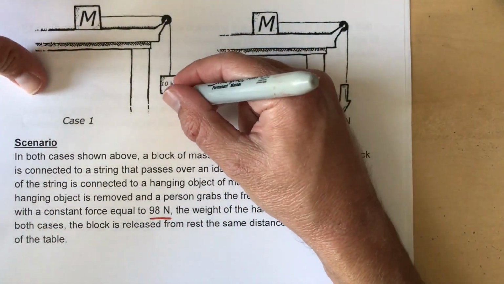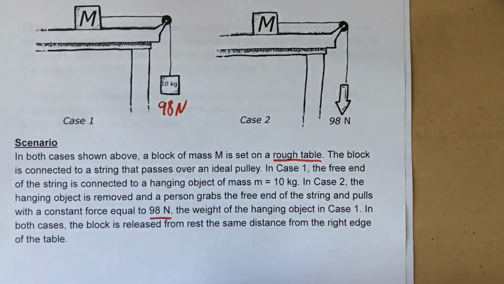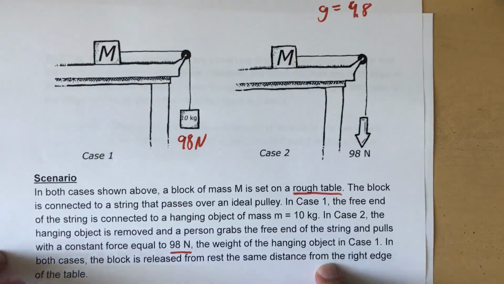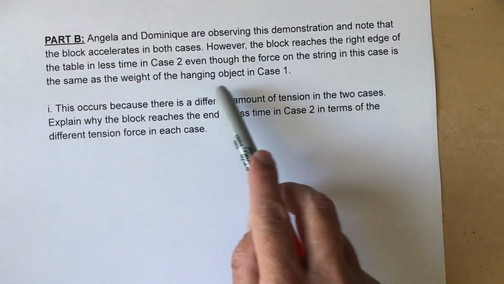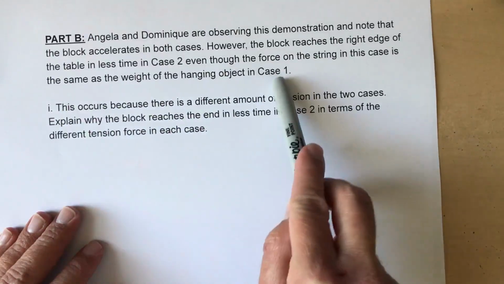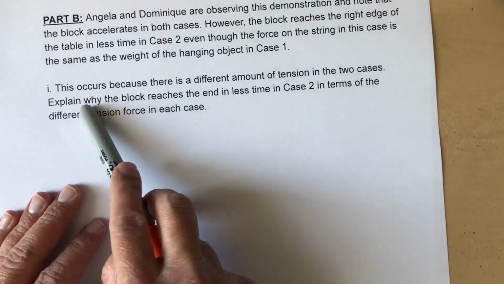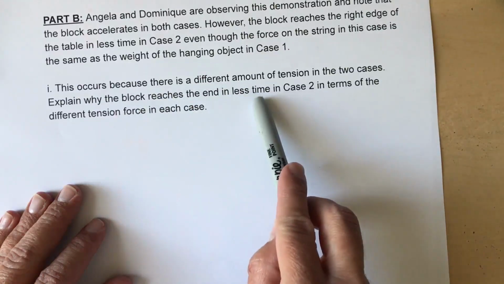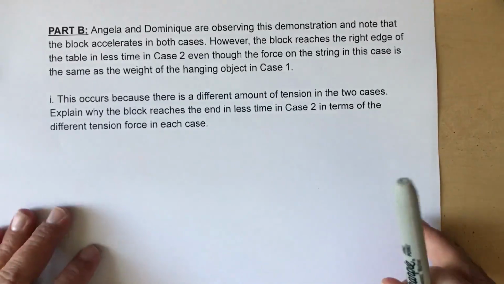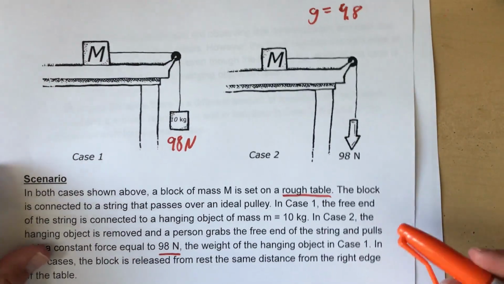And if we use g equal to 10, then this would also weigh 98 newtons. So this is starting to bother them. So why is that the case? Even though the force on the string is the same as the weight of the object in case 1. This occurs because there's a different amount of tension in the 2 cases. Explain why the block reaches the end in less time in case 2 in terms of a different tension force in each case. So basically, explain why the tensions are different in this case.